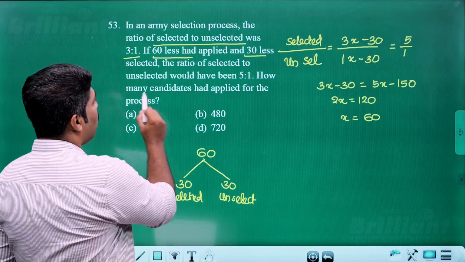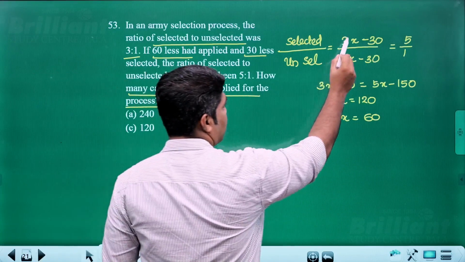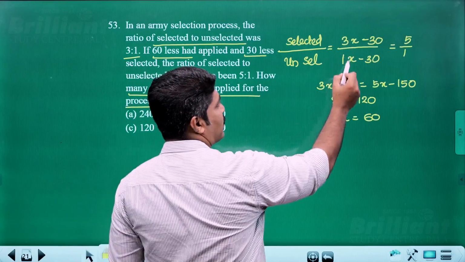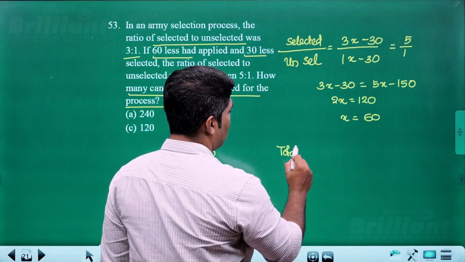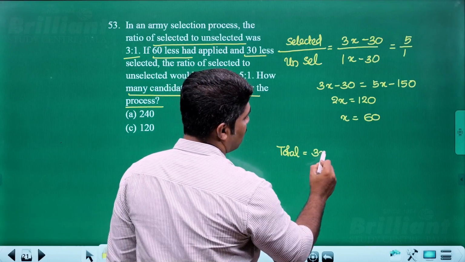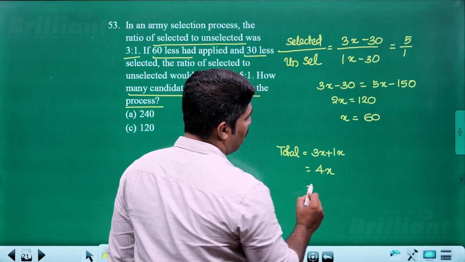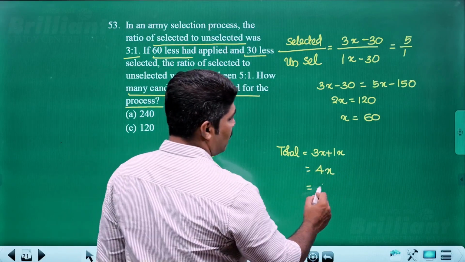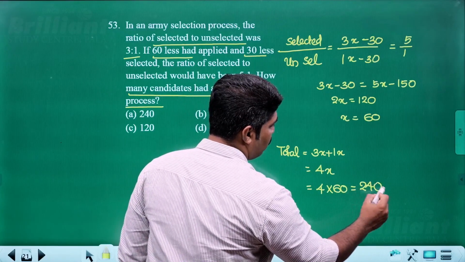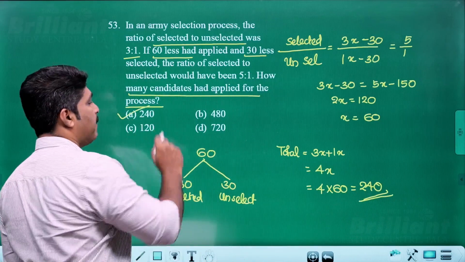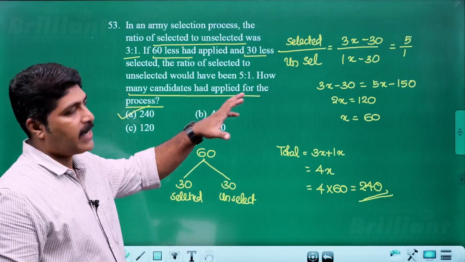What we have to find out is how many candidates had applied for the process. As per the initial assumption, what is the total number of students? That is 3x plus 1x. So total applicants is 3x plus 1x, which is equal to 4x. As we got x equal to 60, this is 4 into 60. So a total of 240 candidates applied. This is the application style, the algebraic method for this kind of question.